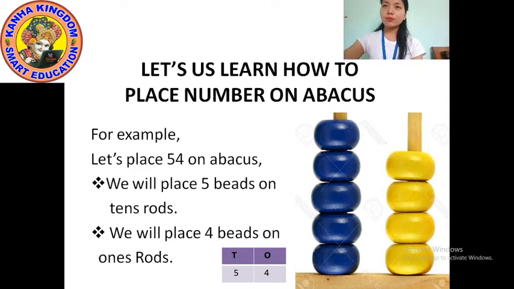Okay student, we have to place numbers on the abacus in the same way. First you have to check which digit is in which position in the place value chart. After that you have to put beads according to that place value chart. In 54, the digit 4 is in the ones place, so you have to place 4 beads on the ones rod, and 5 is in the tens place, so you have to place 5 beads on the tens rod.